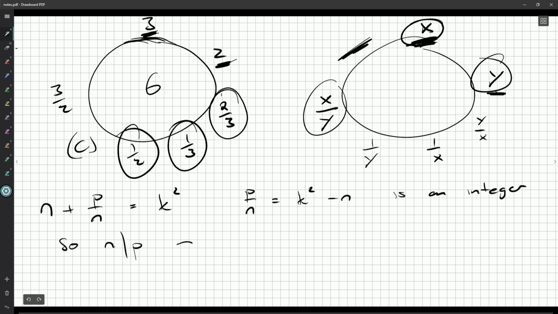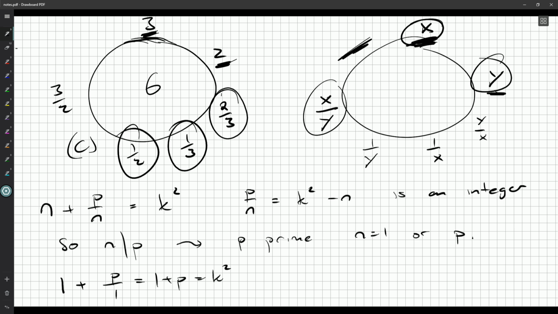But p is prime, so either n is 1 or p. And this really narrows down what we've got. If n is 1, we're looking at 1 plus p over 1, which is just 1 plus p, is a perfect square. And the other equation gives p plus p over p, which is p plus 1. So either way, it's p plus 1. How many primes are 1 less than a perfect square? And that's what we're being asked.